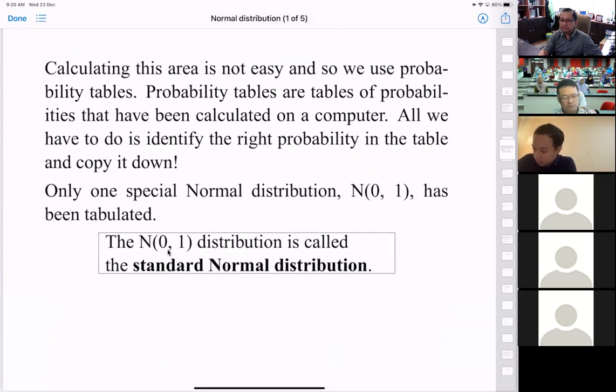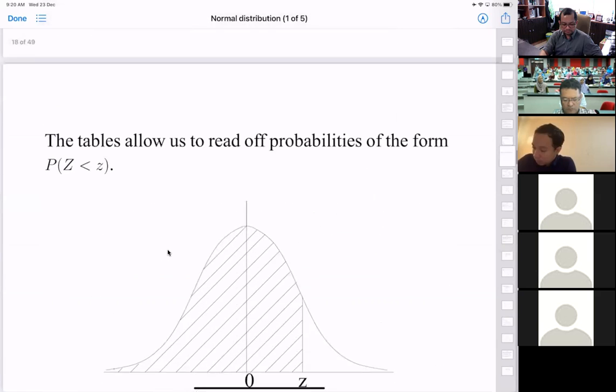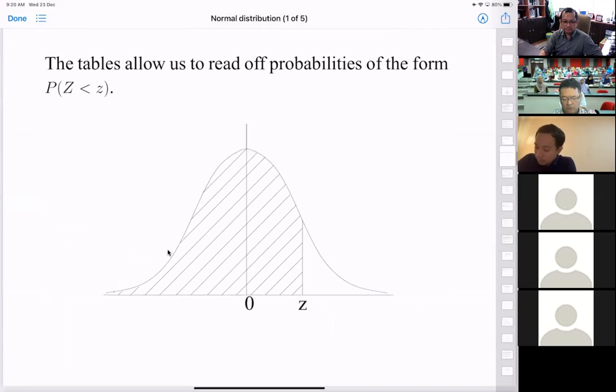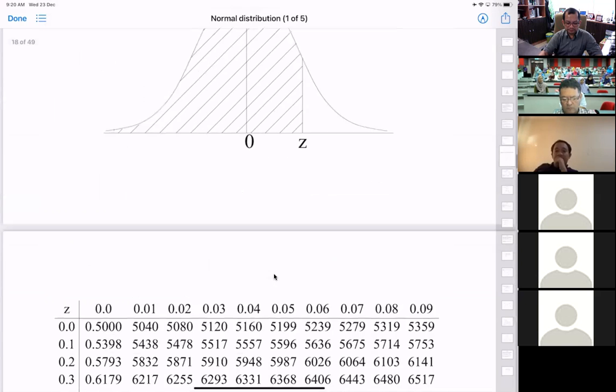So what should we do? We have to normalize. We have to do the normalization to make it 0 and 1. Before I show you how to normalize, let's get familiar with this table first. Suppose you want to know the area, this hash area, that is less than z, we just simply read from this table.